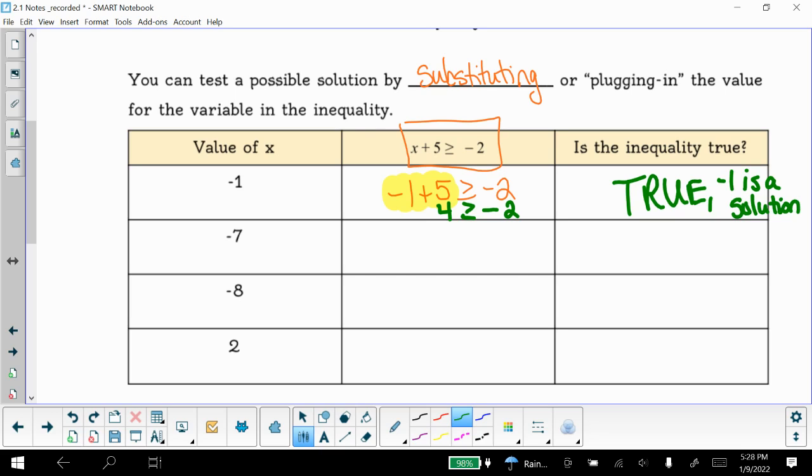All of that information has to be written down that I just did, the true and that -1 is a solution. If you just write true, you really only half answered the question.